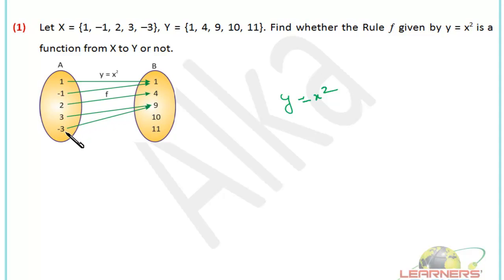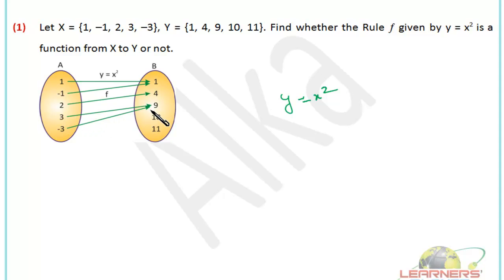Now we have to see whether it is a function or not. There are two conditions. First of all, every element of this set should have an image in the set B. So we can see that every element is having an image: 1 to 1, -1 to 1, 2 to 4, 3 to 9, -3 to 9.